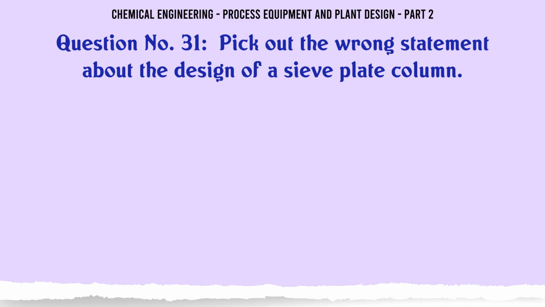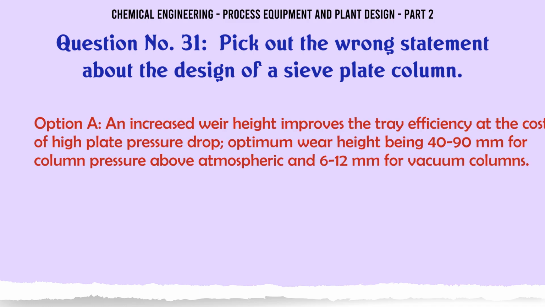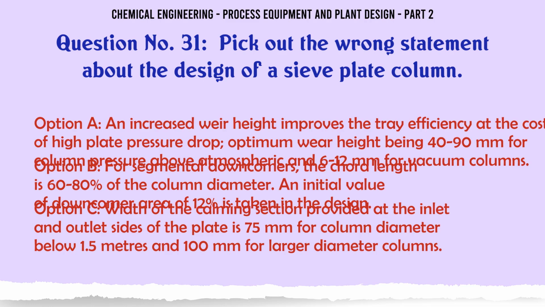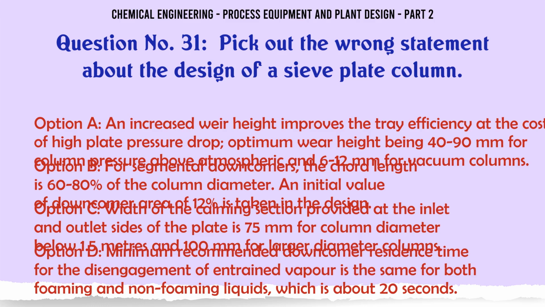Pick out the wrong statement about the design of a sieve plate column. A. An increased weir height improves the tray efficiency at the cost of high plate pressure drop. Optimum weir height being 40-90 mm for column pressure above atmospheric and 6-12 mm for vacuum columns. B. For segmental downcomers, the chord length is 60-80% of the column diameter. An initial value of downcomer area of 12% is taken in the design.